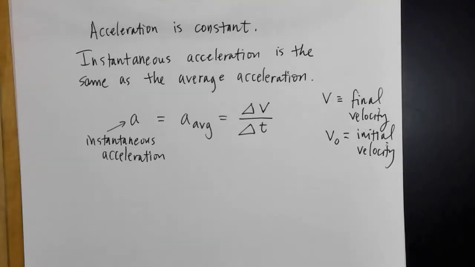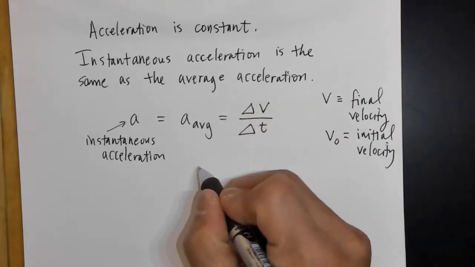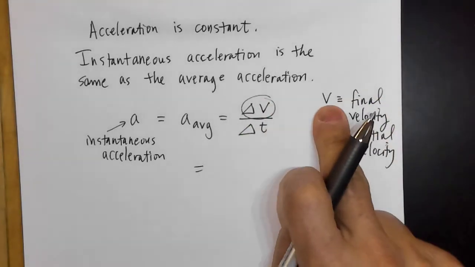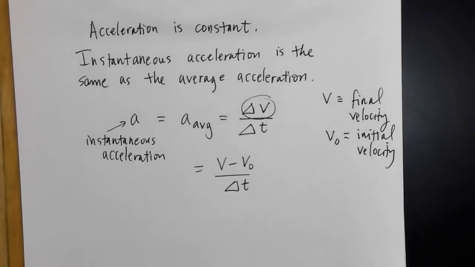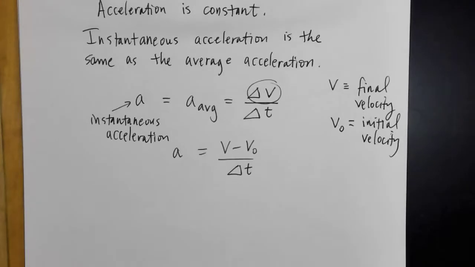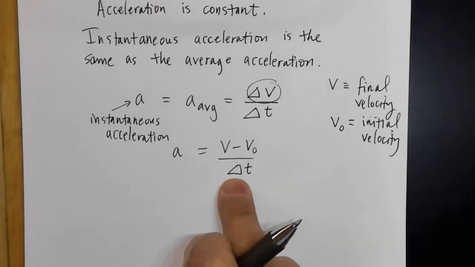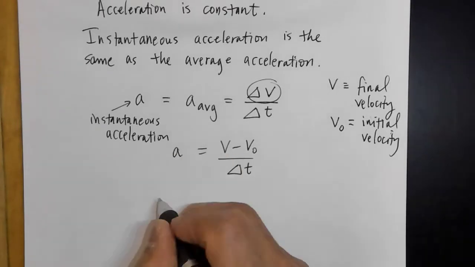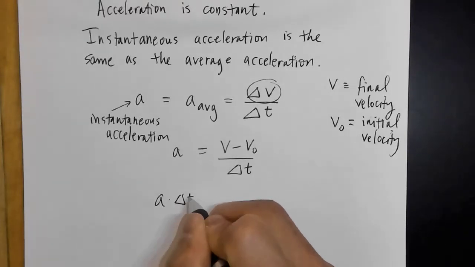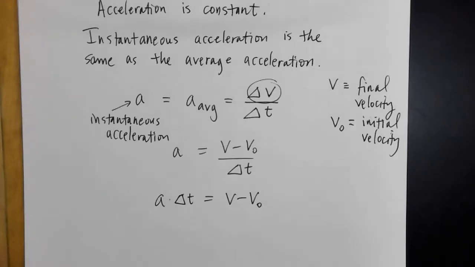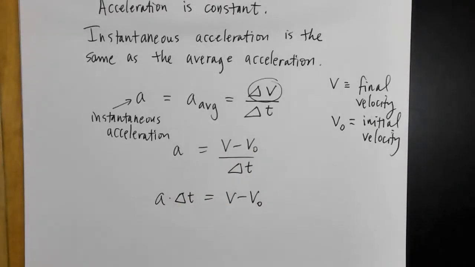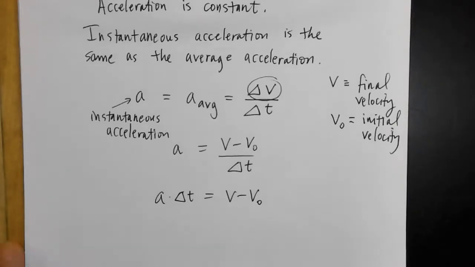Okay. So what we're going to say is, delta v is v final minus v initial, so this will be v minus v0 over delta t. And so I had an a over on this side. Now, what can we do with this formula? We can multiply both sides by delta t, and then we have a times delta t is equal to v minus v0. Remember at the beginning I said we're going to do a whole bunch of math derivations. It's kind of boring, but it gives us the formulas we're going to use.